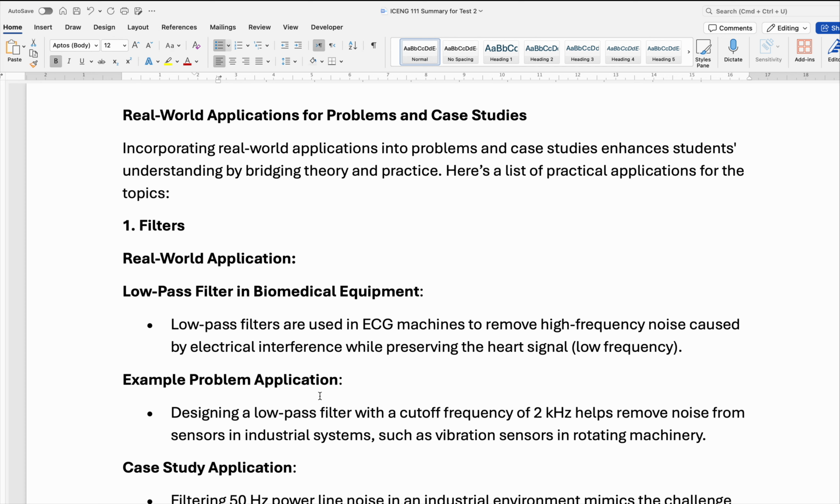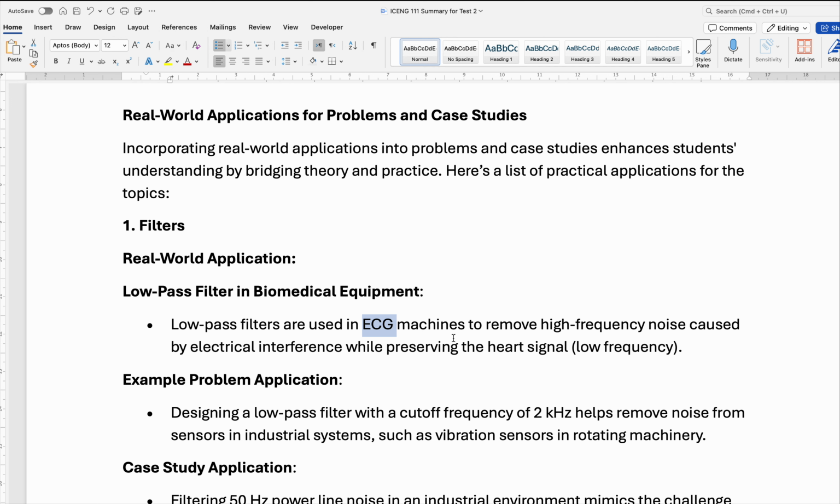I added some other real-world applications, and again, this is just extending the knowledge and having more understanding of what you have studied. So if someone would ask, where can I have a filter? Here we are saying you can have a low pass filter in biomedical equipment. For example, low pass filters are used in the ECG for the heart, where the frequency comes from your heart beating, dick dick dick dick. So that's a frequency, right?